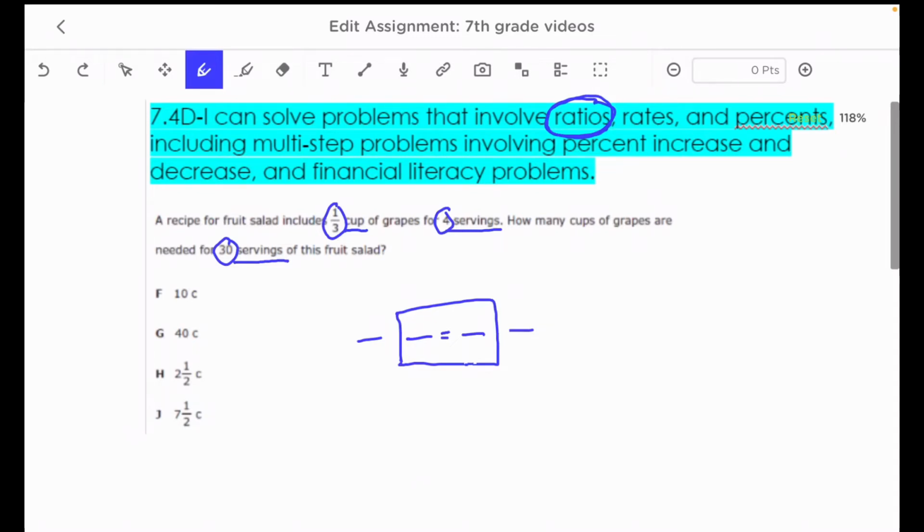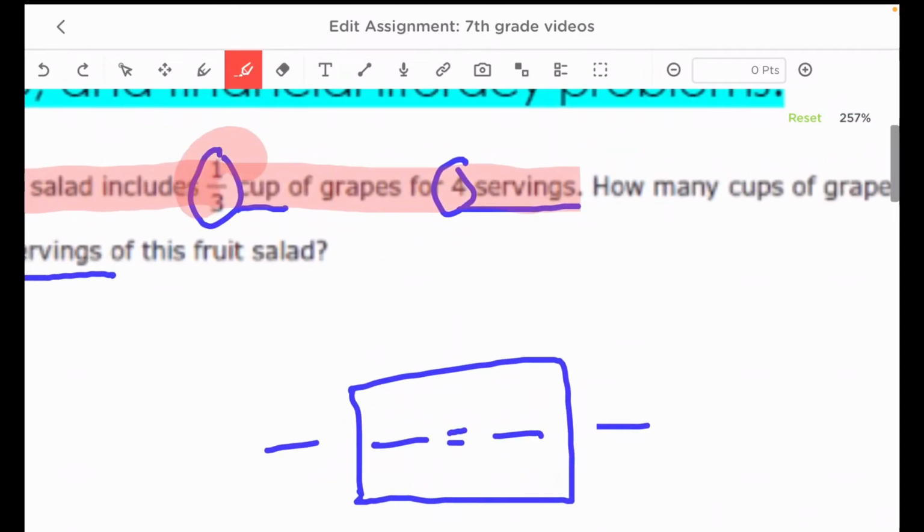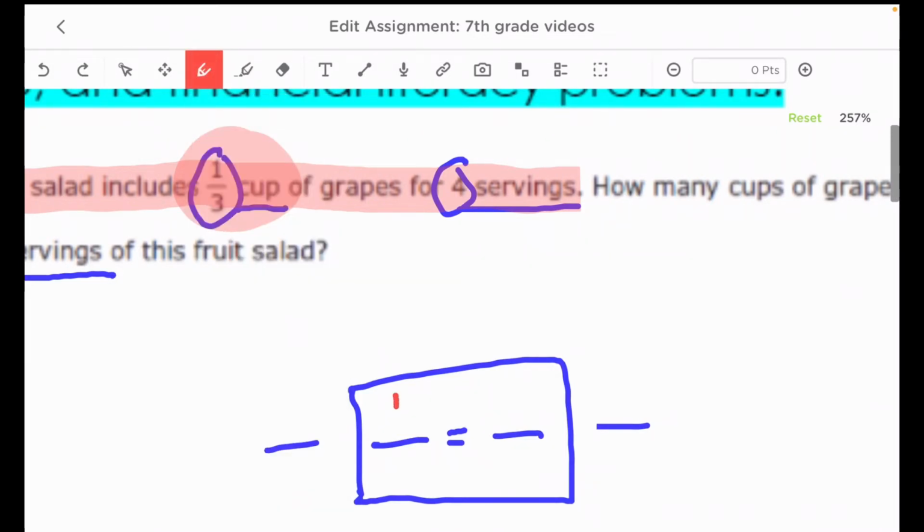Ratios are just fractions, okay? So I'm going to use whatever's in the first sentence, and that's going to go over here on this side of my equal sign. The first number right here, I'm going to put up on top. So that's 1/3 cups. And then the 4 servings go down here. I'm going to use S for servings.